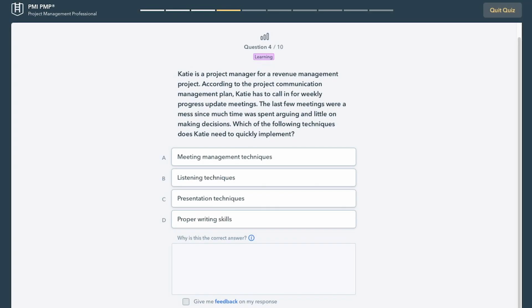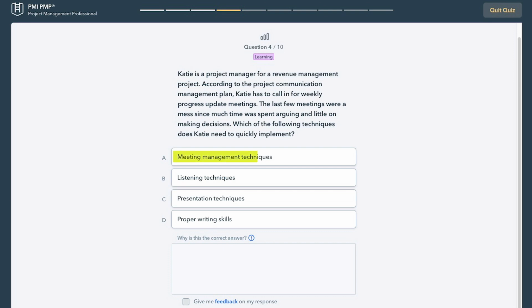So get your tipping jar out because you're gonna wanna get those tips. Am I right? So let's solve this question together using the level up quiz mode with Pocket Prep. Katie is a project manager for a revenue management project. According to the project communication management plan, Katie has to call in for weekly progress update meetings. The last few meetings were a mess since much time was spent arguing and little on making decisions. Which of the following techniques does Katie need to quickly implement?